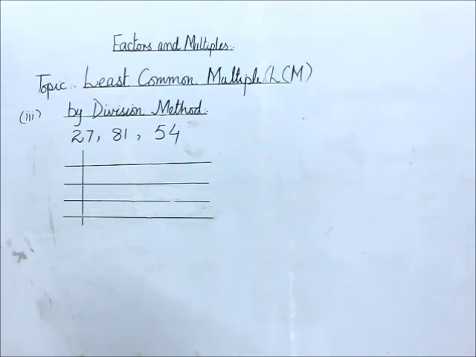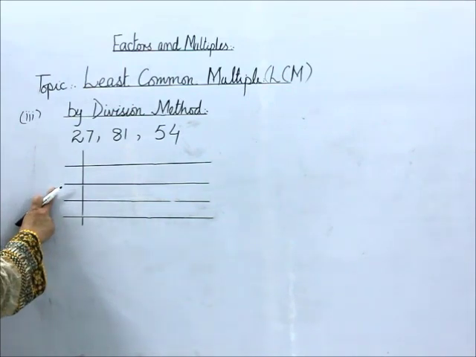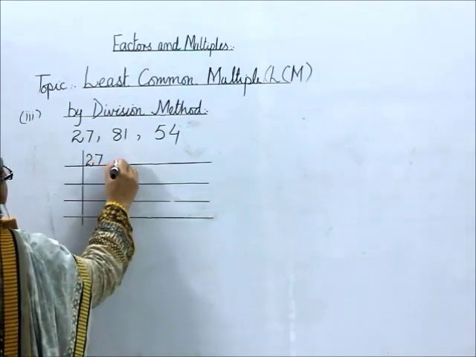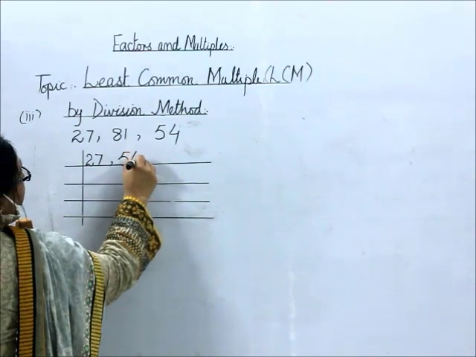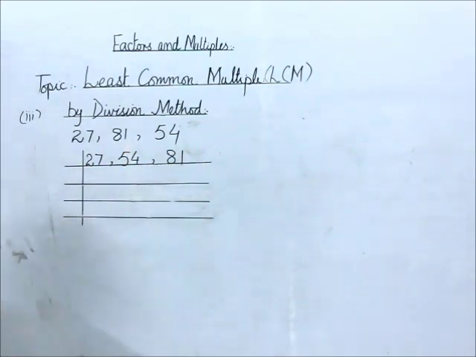Okay students, the third method by which we can find the LCM of bigger numbers is the division method. I have taken three numbers, 27, 81 and 54, and we will use this symbol for the division method. First of all, you have to write down the numbers in ascending order. So first we will write 27, then 54 and then 81.